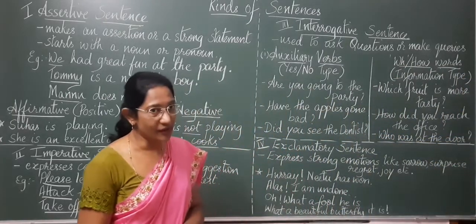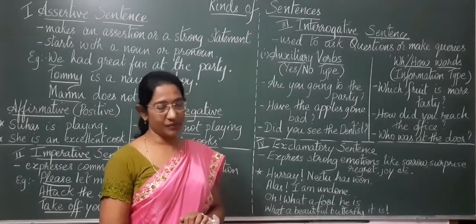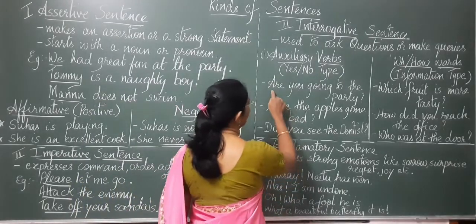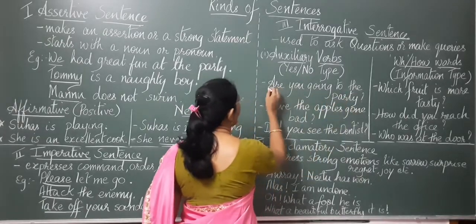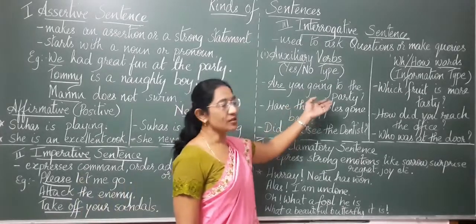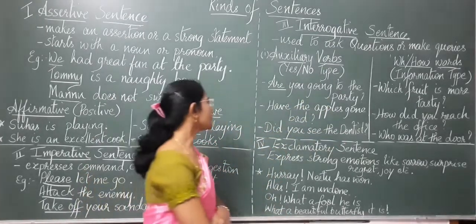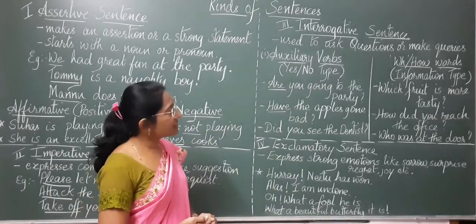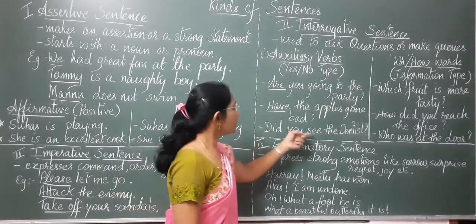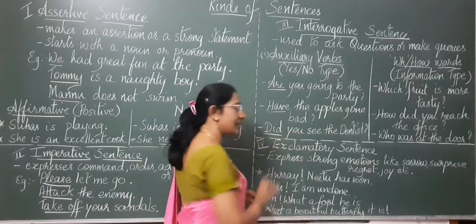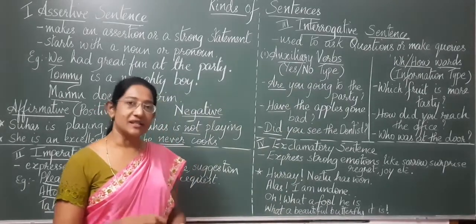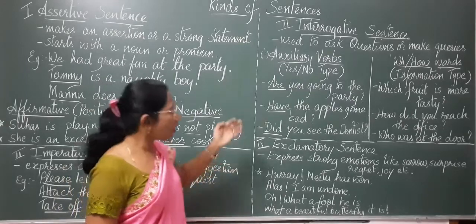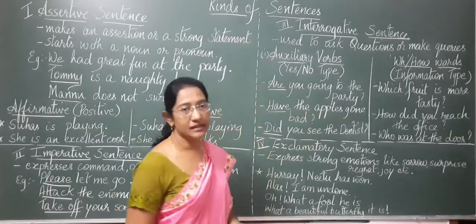So what are these auxiliary verbs? Auxiliary verbs are also helping verbs. Questions which begin with the auxiliary verbs give the answer in yes or no type. Are you going to the party? Are is a helping verb. You can answer it either yes or no. Have the apples gone bad? Have is an auxiliary verb and the answer could be yes or no. Did you see the dentist? Did is again an auxiliary verb and the answer may be yes or no. So such types of questions which begin with a helping verb also give the answer in yes or no type.